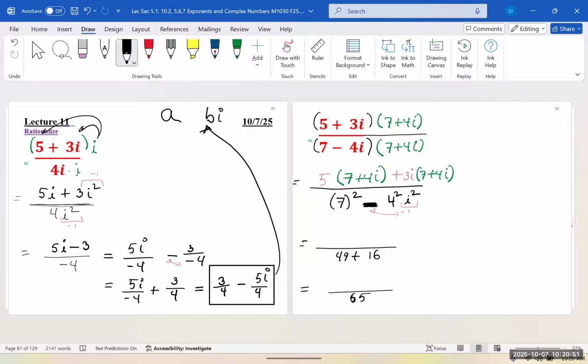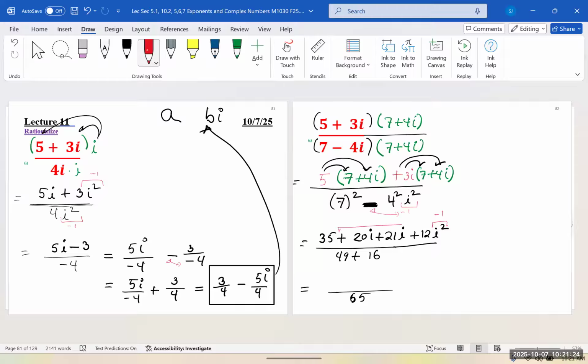Do everything together. So here you don't have to do FOIL, you're just going to distribute. What is 7 times 5? 35. And then plus 20i. Then you're going to distribute the next one. Plus 21i plus 12i squared. And again, we see another i squared, so it turns into -1.